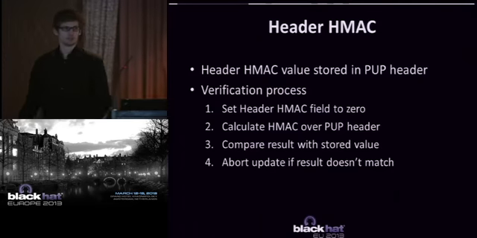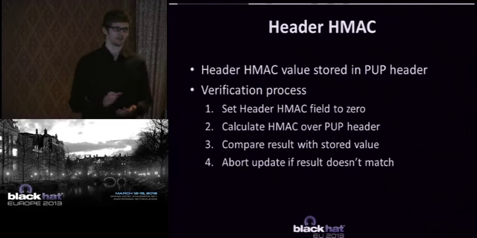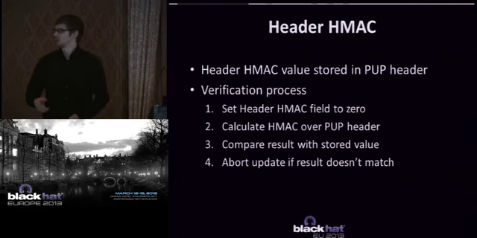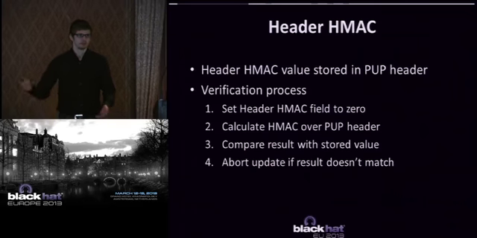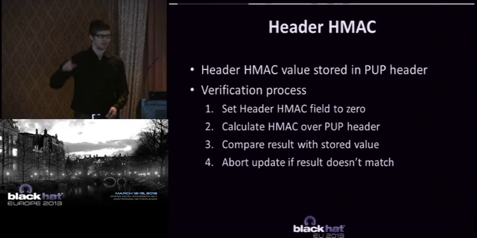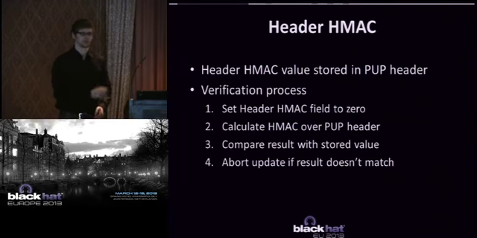This is actually an HMAC. So you have a secret value, and you calculate a hash over the header. In order to verify this, you do the usual thing: you zero out the field in the header, calculate the hash using the secret, and then compare the result. If it doesn't match, you have an invalid pub file, so you just throw an error.